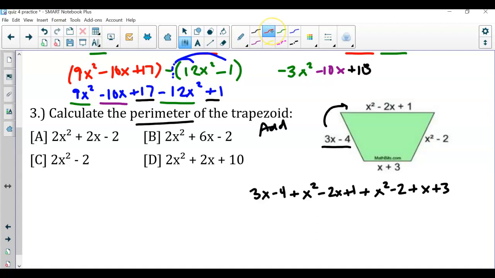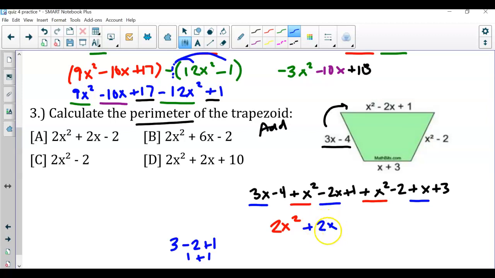Now combining your like terms, I see I have x squared plus another x squared, making that 2x squared. Next up, we have our x term. So I have 3x minus 2x plus 1 more x. So here we've got 3 minus 2, but plus 1 more x. So that gives you 1 plus 1, which is 2x. So right off the bat, from looking at my answer choices, I'm going to mark off B and C, and I'm left now with A or D.